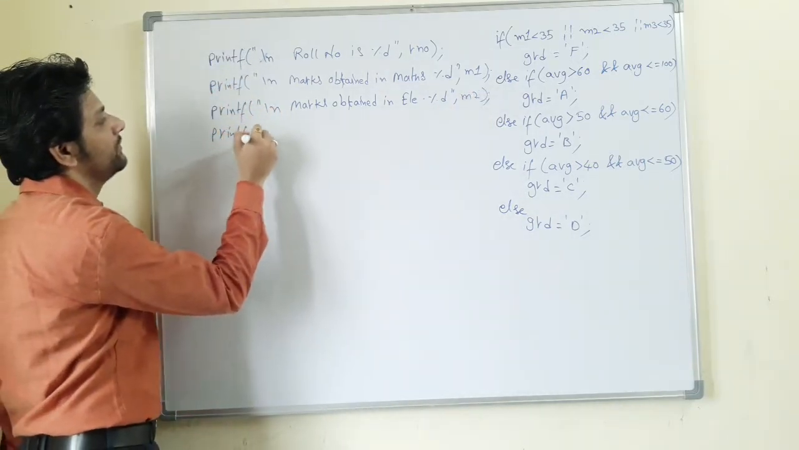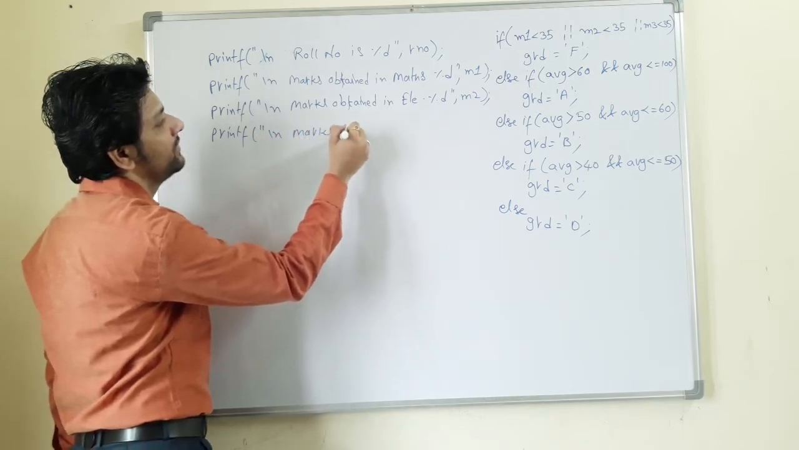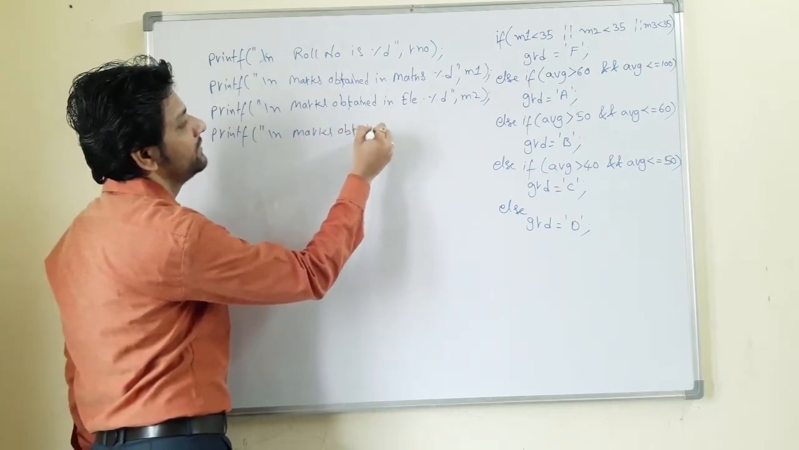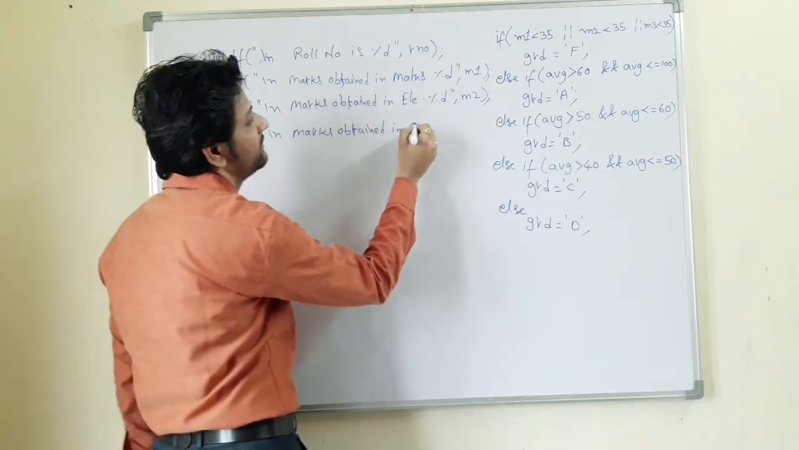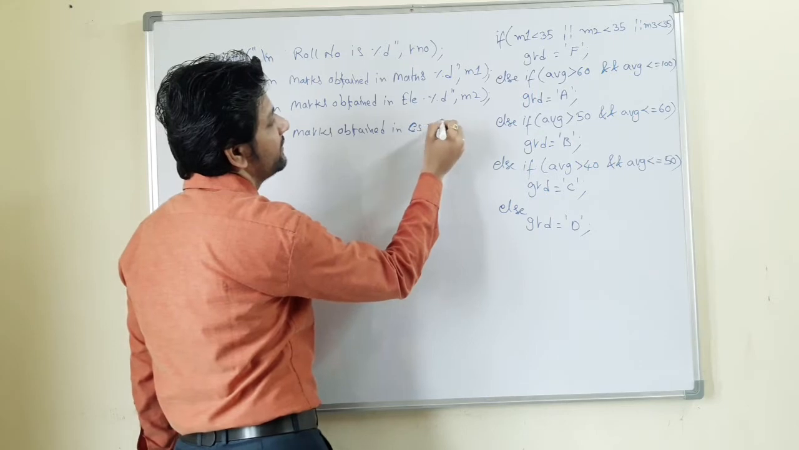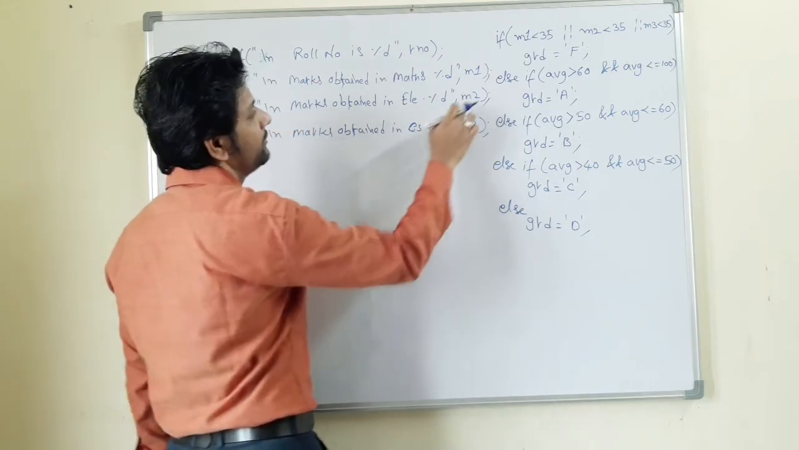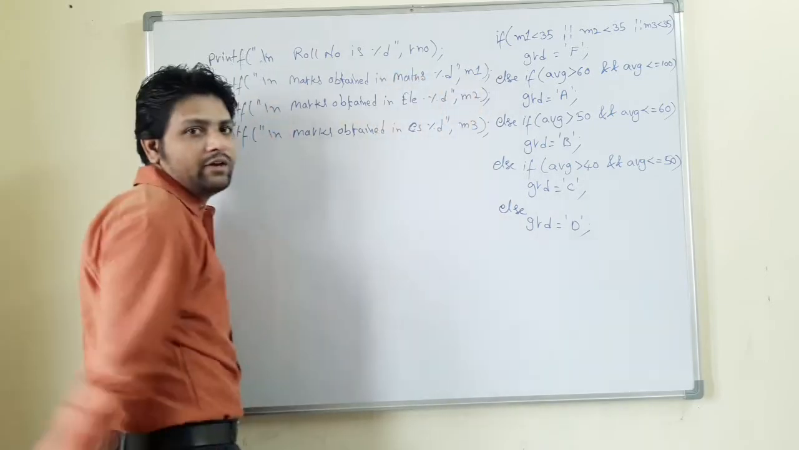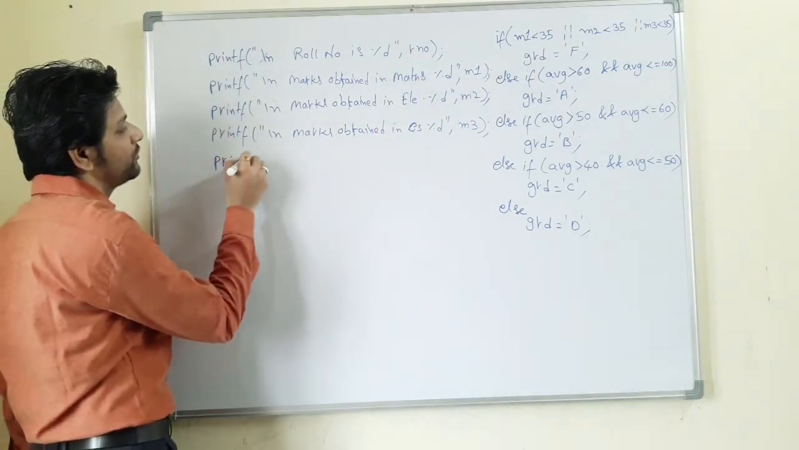printf \n marks obtained in computer science, CS, %d, comma, m3, because m3 marks is going to be displayed here, m2 is displayed here, m1 is displayed here. Next I am going to display the total.